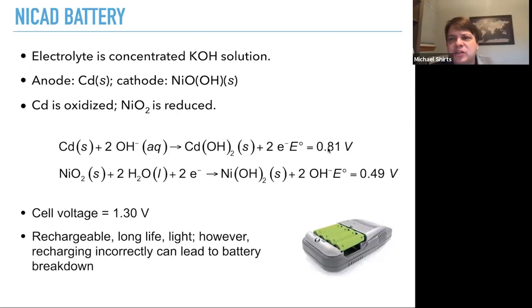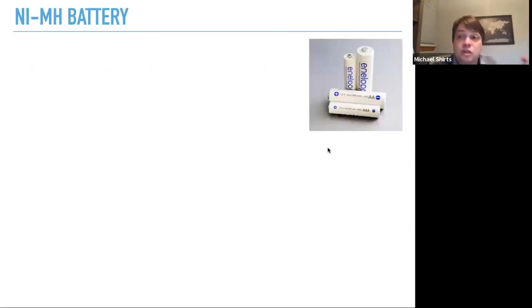Eventually, after many recharge cycles, you get side reactions that happen at a low rate, but after enough cycles, those side reactions use up all the materials. But you can recharge them by applying a voltage and running the reaction in the opposite direction. So it's functioning both as a voltaic cell and as an electrolytic cell in the opposite direction.